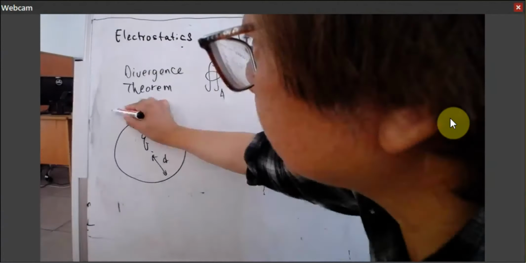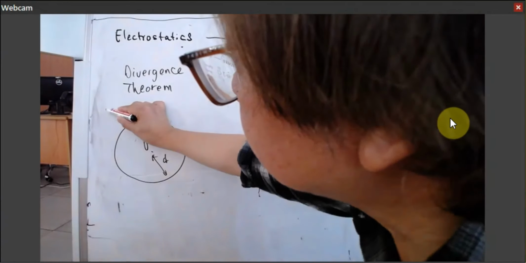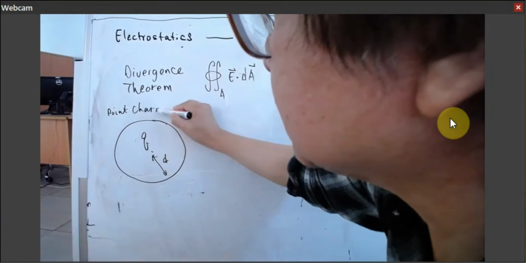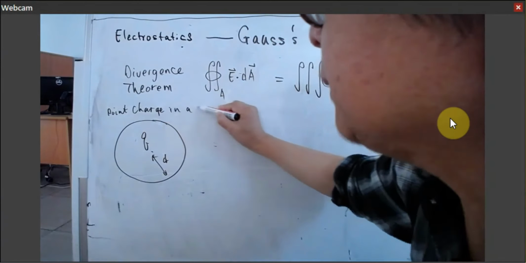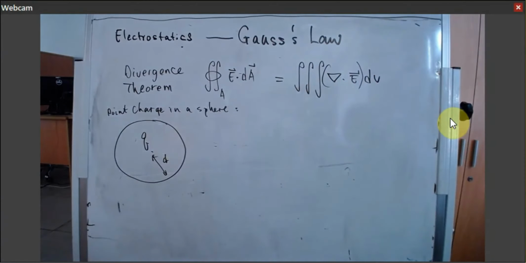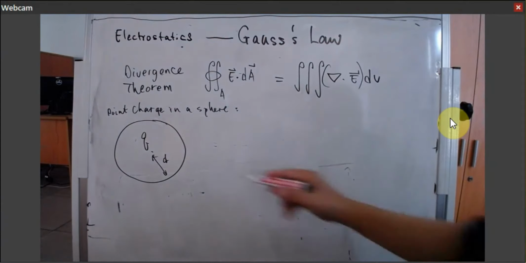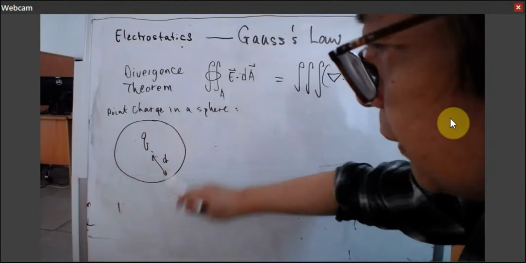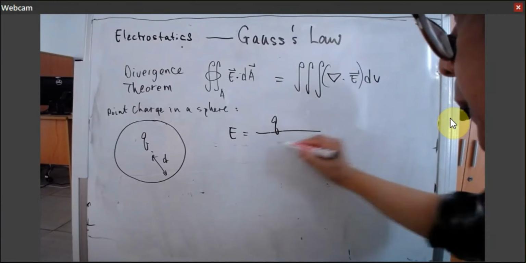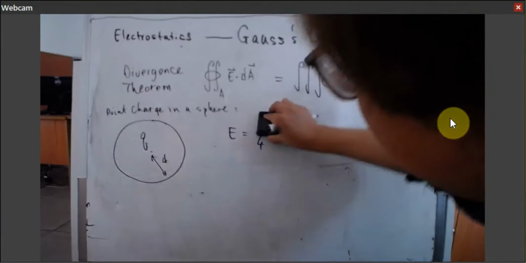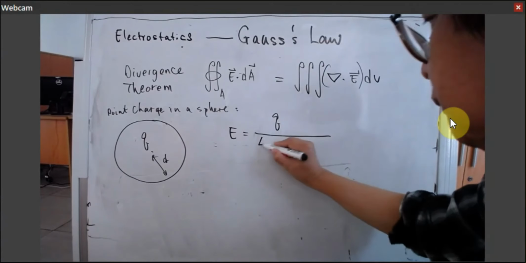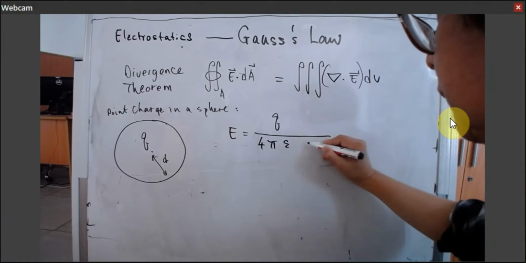So I should write down here: point charge in a sphere. The electric field, the scalar form of the electric field, will be given by Q over 4 pi epsilon d squared.